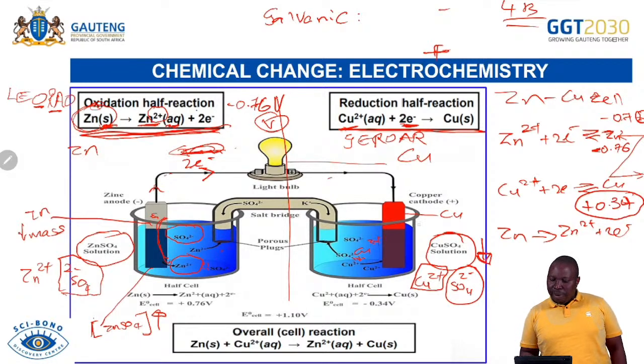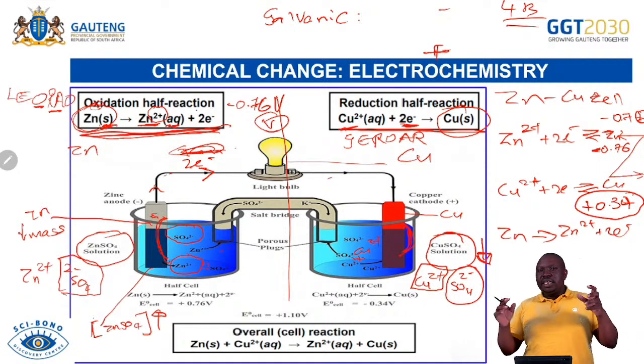What will happen to the copper now? Because more copper is being formed, you will have an expectation that we will have an increase in mass here. So you will see the copper will increase in mass while the zinc is decreasing in mass.